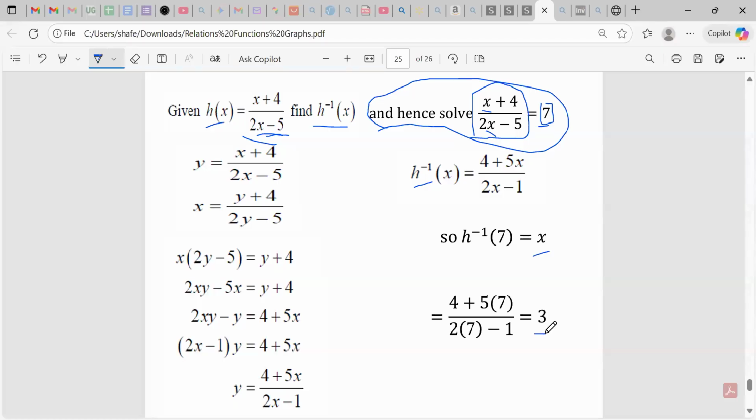Right? And that's what they did here and get 3. But we'll come to that. Let's find the inverse before we go any further. So we're going to go through the steps again.